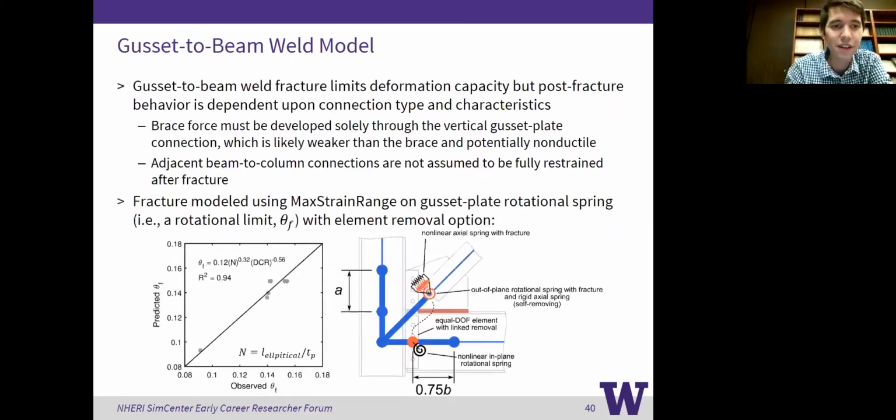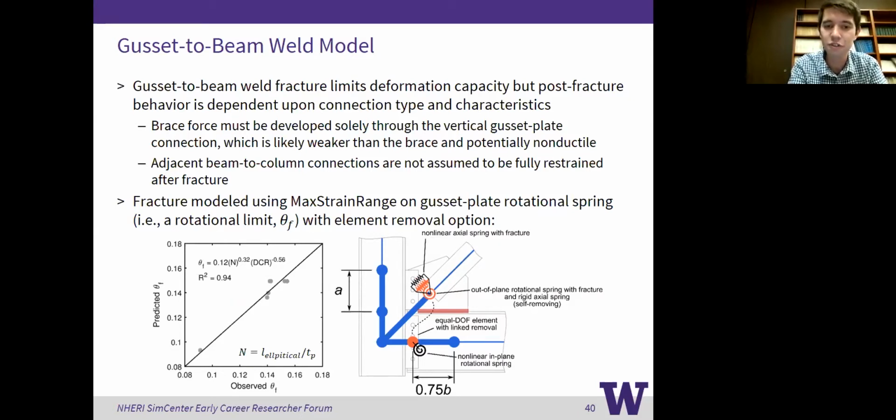A more complex behavior is in the gusset to beam weld fracture. In this case, we have really a local failure mode where the beam to gusset plate connection disconnects, and then we have to figure out what happens after that. First of all, we have a criteria that we've calibrated for that fracture to occur, and it's based on the clearance of the gusset plate and the demand to capacity ratio of that weld. We can use that to trigger fracture of the gusset plate, and then we can remove some elements in order to basically unstiffen that connection.